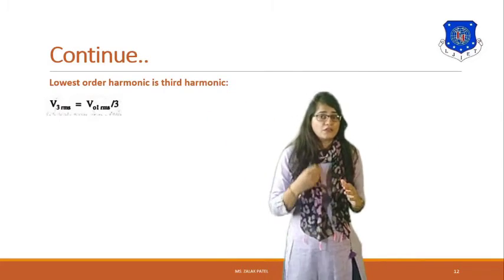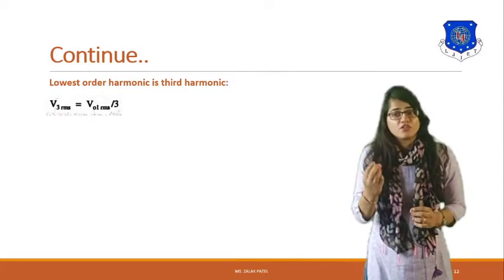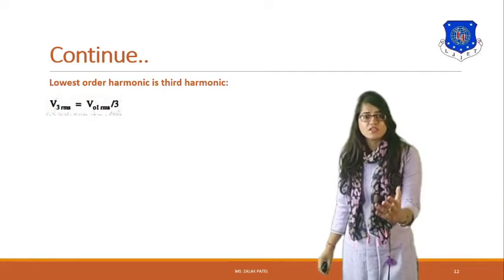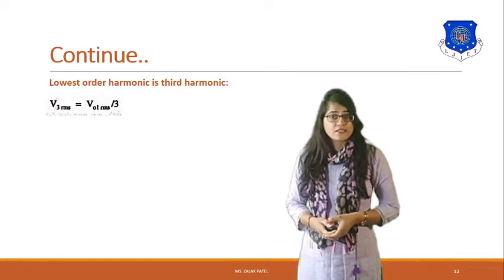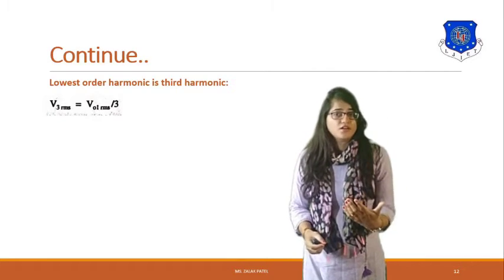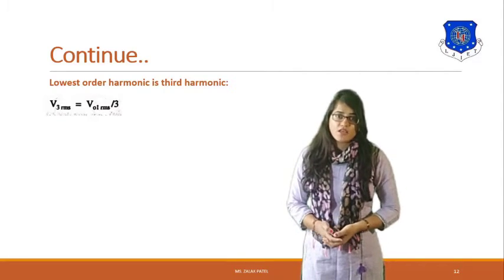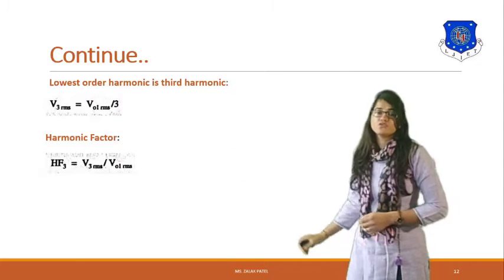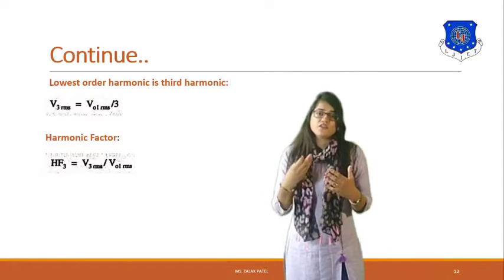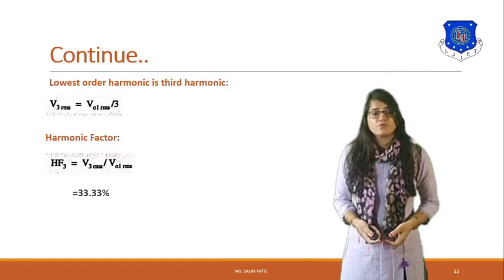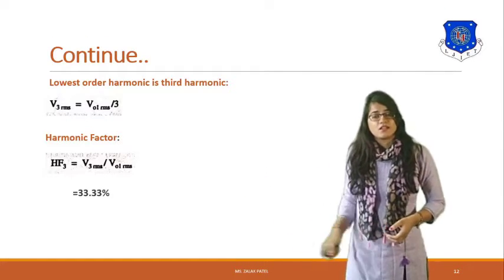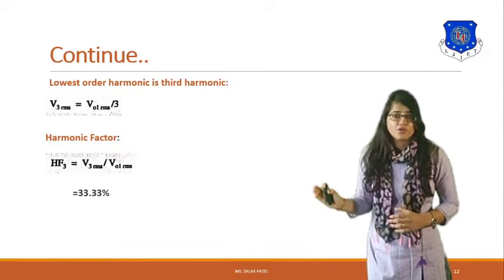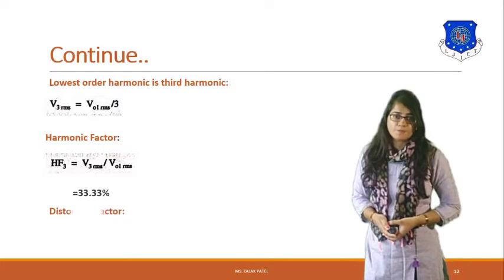If you want to find out the middle harmonic, then you have to find out the fifth harmonic. In that case, you have to divide this by factor 5, means V0 RMS upon 5. In this case, we have to take the third harmonic, and that's why V0 RMS upon 3. For the harmonic factor, it is RMS value upon fundamental value. So it is V3 RMS upon V0 RMS, the fundamental. So let's put the values. We get the answer, that is 0.33, means 33.33%. This is the harmonic factor for the lowest order of harmonic.